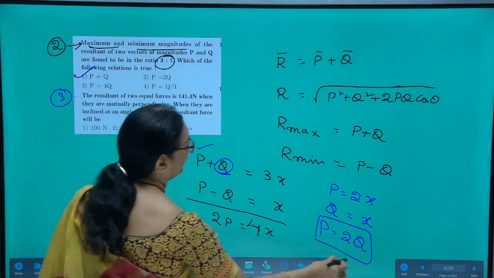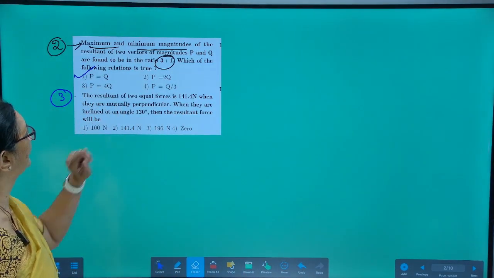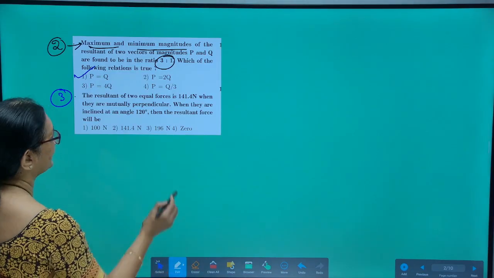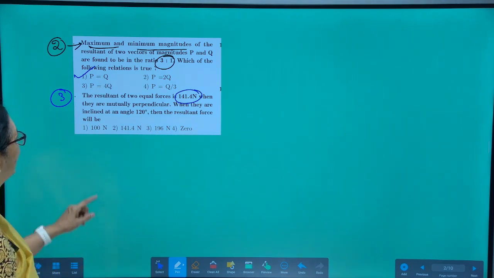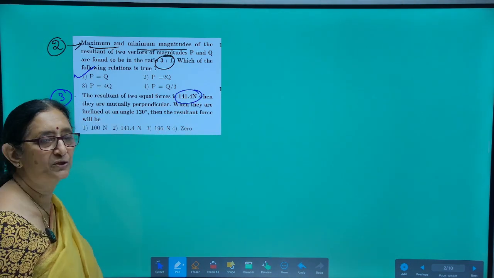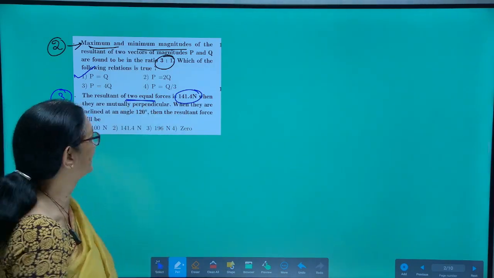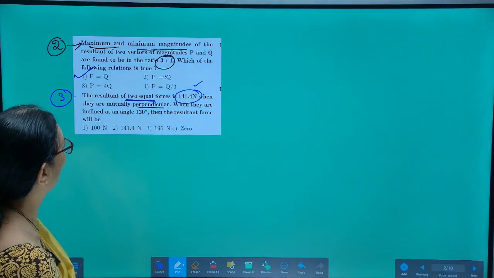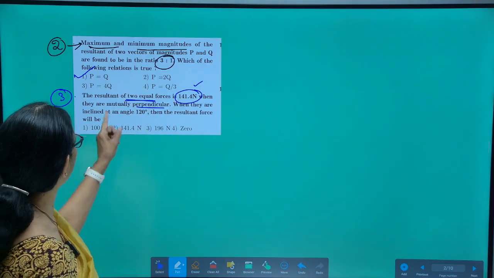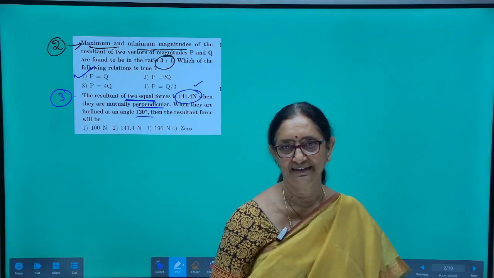See here, read that third question meanwhile. The resultant of two equal forces is given as 141.4 newtons when they are mutually perpendicular. So, two equal forces at right angles have a resultant of 141.4 newtons. When they are inclined at an angle of 120 degrees, find the resultant.